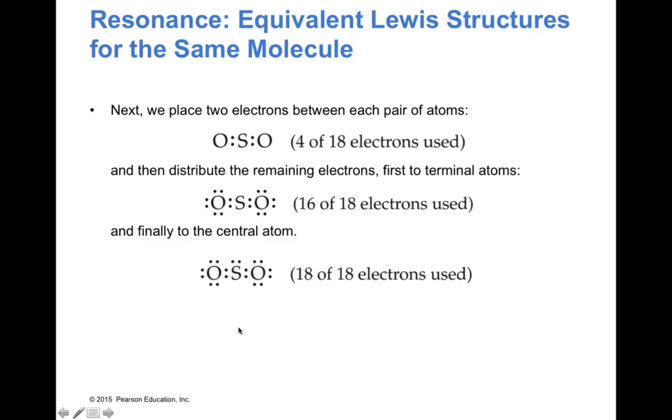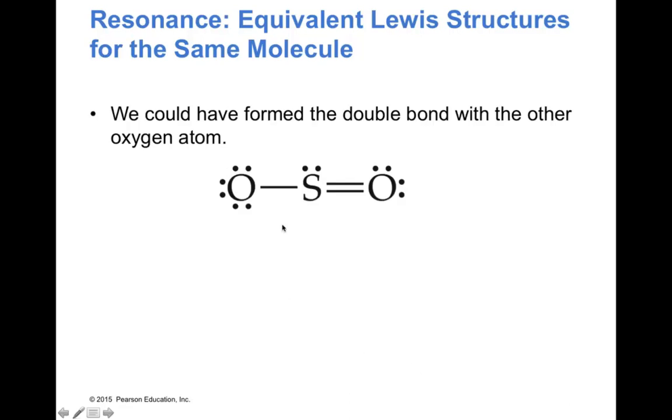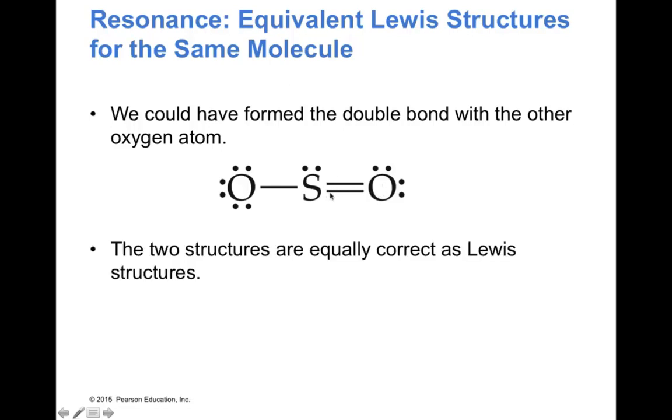So we can share one pair of those electrons between the oxygen and sulfur. Here, we can take these 2 electrons and put them here, and we can produce a double bond between this oxygen and this sulfur. So now we're going to have 8 electrons around this oxygen, 8 electrons around sulfur, and 8 electrons around this oxygen. So this is one structure, when we have the double bond between the left oxygen and the sulfur. But also we could form the double bond between the right oxygen and the sulfur. The 2 structures are equally correct as Lewis structures. Both of them have 8 electrons in this oxygen, 8 in this sulfur, and 8 in this oxygen.